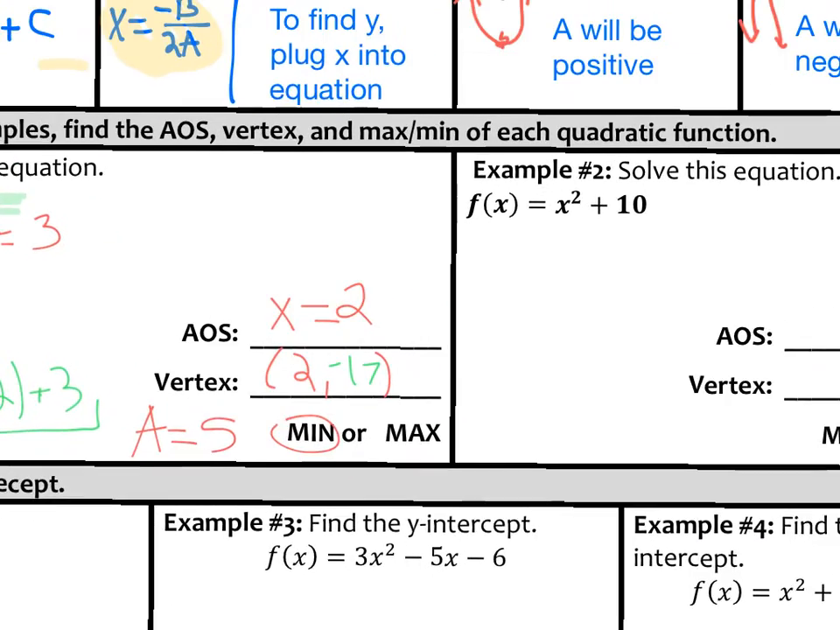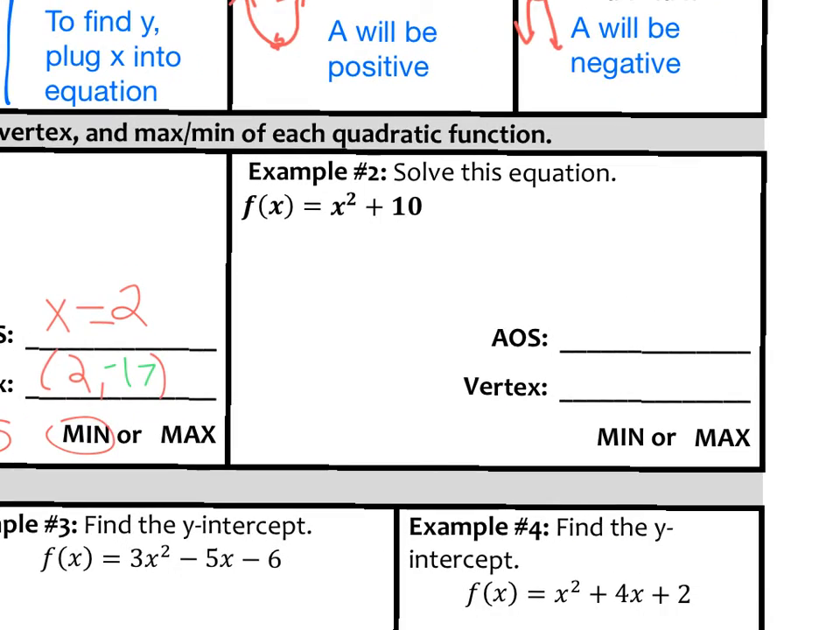So let's try another one. First, I want you to pause and list off the a, b, and c. To help you out, a is 1. We don't have an x, so b is 0. And c is always just the number. If a is 1, that's telling us we have a minimum. Remember, if that number was negative, it would be a maximum.